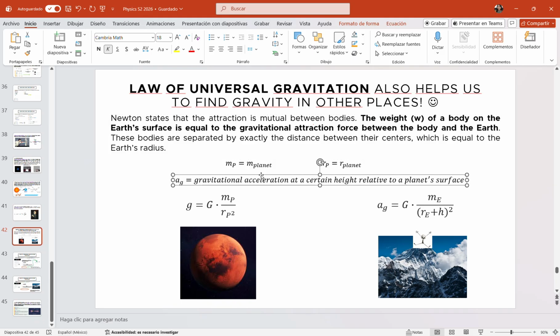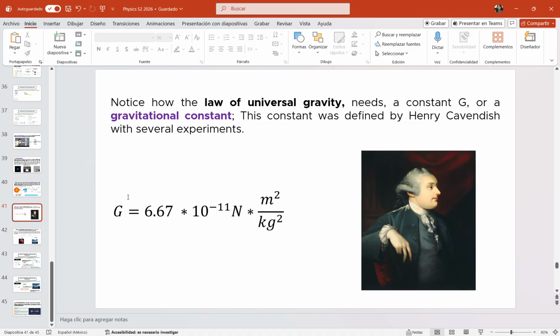We can find gravity on other planets or in other places on Earth or other places which are far, far away from the Earth's surface, like in a spacecraft, let's suppose. For example, if you want to find the gravity on Mars, you only have to use the gravitational constant. Let me copy and paste it here.